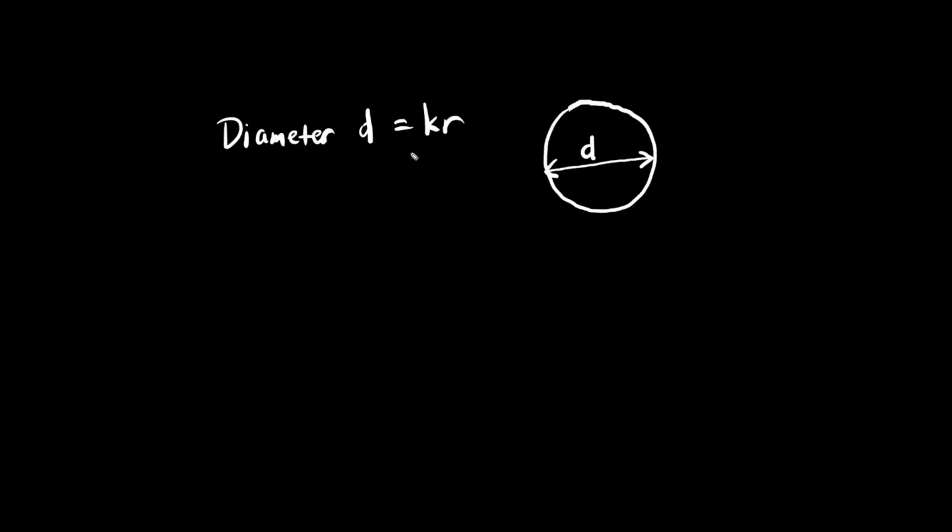Diameter d equals k r. D is the diameter, r is the radius. We know that the radius goes halfway from the center, r. So k is 2, because 1 diameter equals 2 radii.